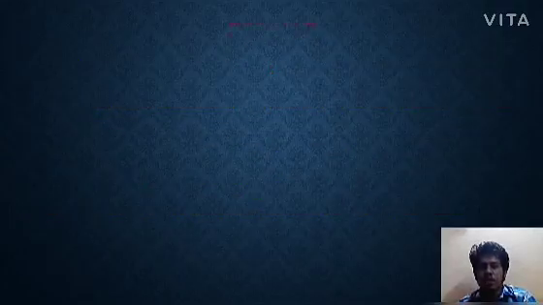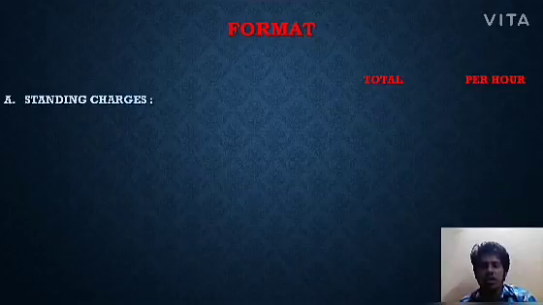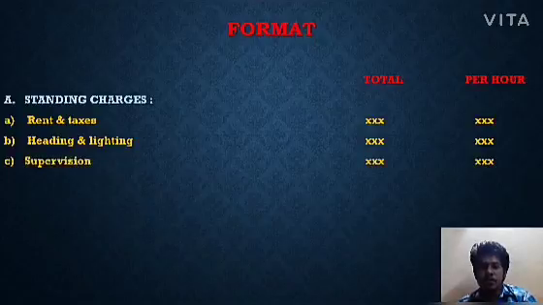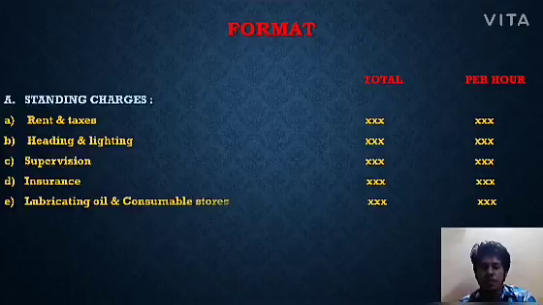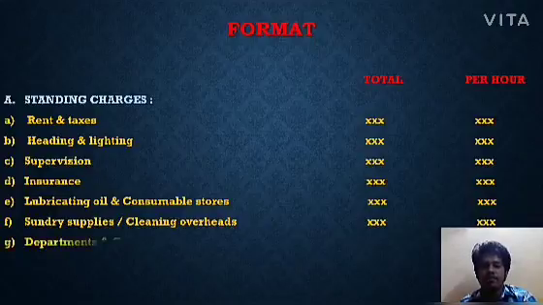In this slide, we're going to see the format of machine hour rate. We have three columns: particulars, total, and per hour. Under the particulars, we have standing charges. Under the standing charges, we have rent and taxes, heating and lighting. Third is supervision, fourth is insurance, and fifth is lubricant oil and consumable stores. And sundry supplies or cleaning overheads, and departmental and general overheads.